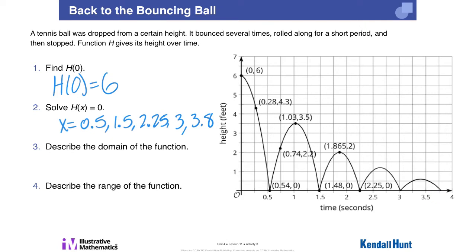Number 3 is now looking at the domain of the function. Those are all of the possible inputs or all of the possible x values. Looking at our graph, we are starting at 0 seconds and we're going until the ball stops. So we don't really know on this graph when it stops. So we can just say from 0 seconds until the ball stops.